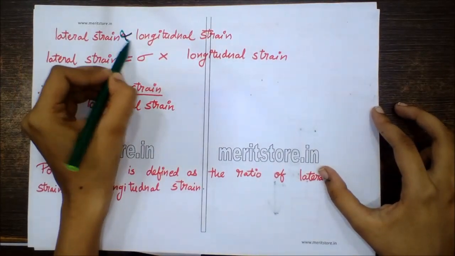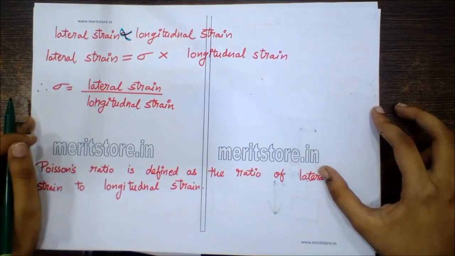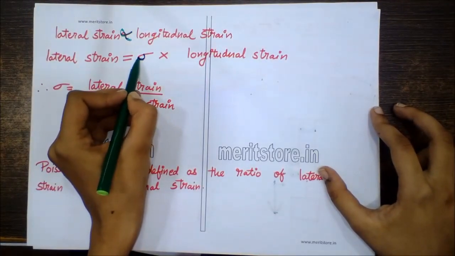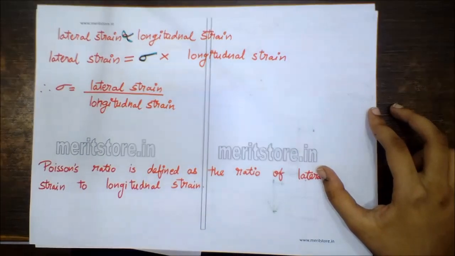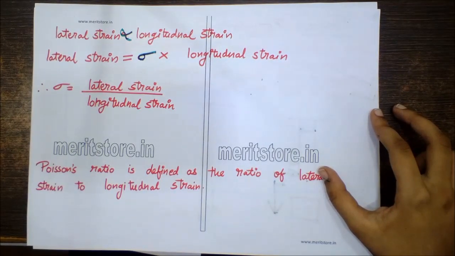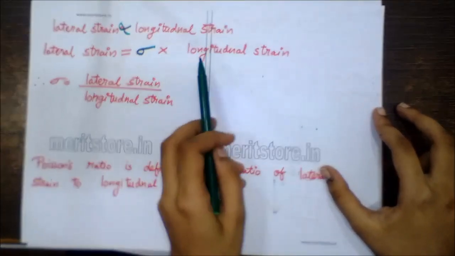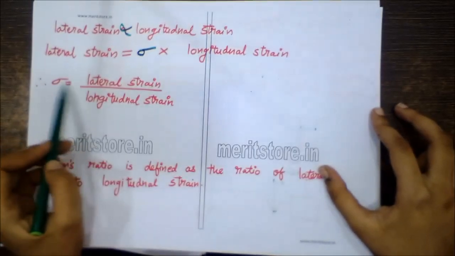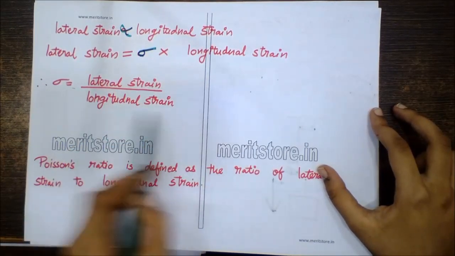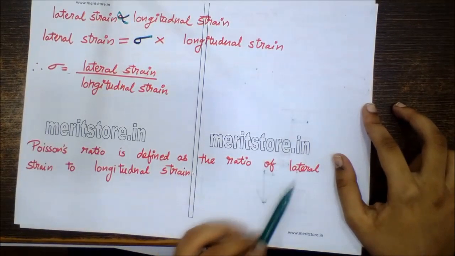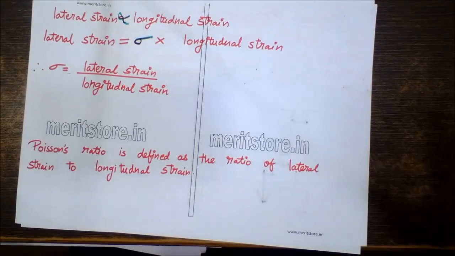Now, this is a proportionality sign. To remove this proportionality sign, we'll put an equal to sign and we'll put a constant here. Over here, this constant is the Poisson's constant or Poisson's ratio, denoted by sigma. Therefore, lateral strain is equal to sigma into longitudinal strain, and over here sigma will be lateral strain upon longitudinal strain. Poisson's ratio is defined as the ratio of lateral strain to longitudinal strain.